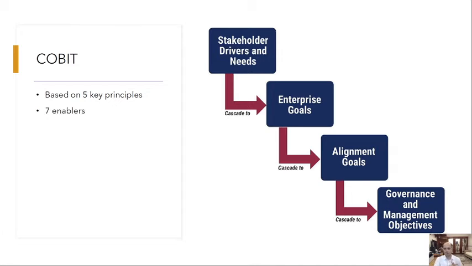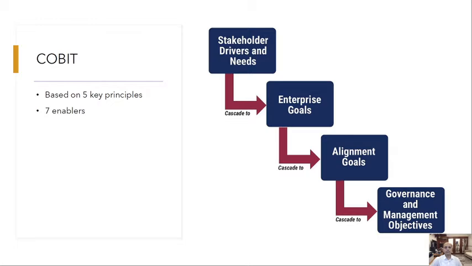I'm giving you a brief reference that this particular COBIT standard is based on 5 key principles, and they have 7 enablers. So these 5 principles are, first one is meeting stakeholder needs. Stakeholders, as we already discussed, are the board of directors and the upper management, also the outside parties who have some interest in our company. So we call them stakeholders. So we need to take care of the stakeholder needs. That is the very first principle.